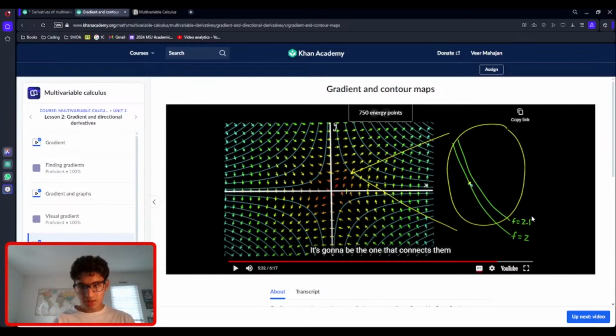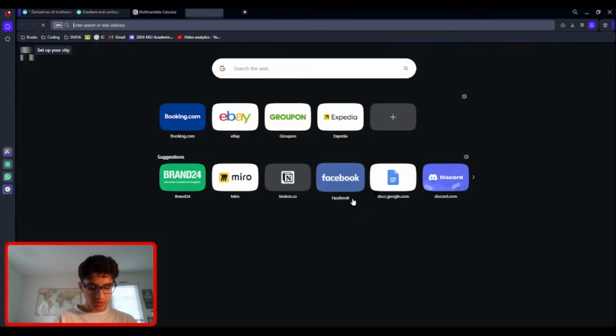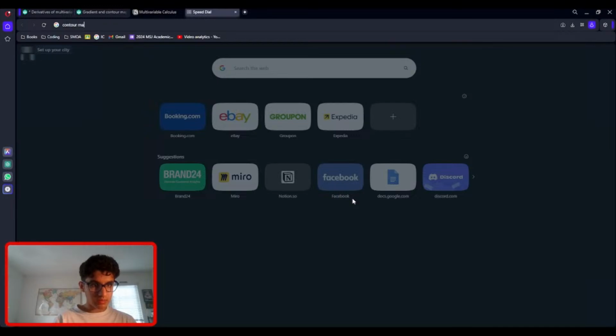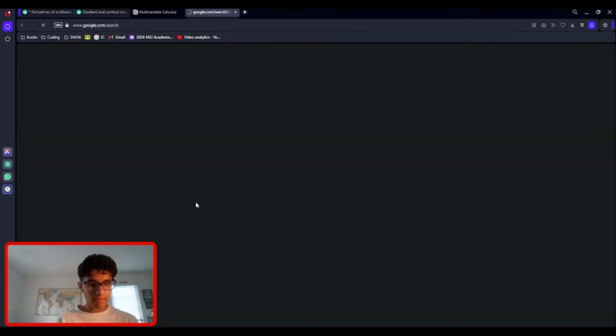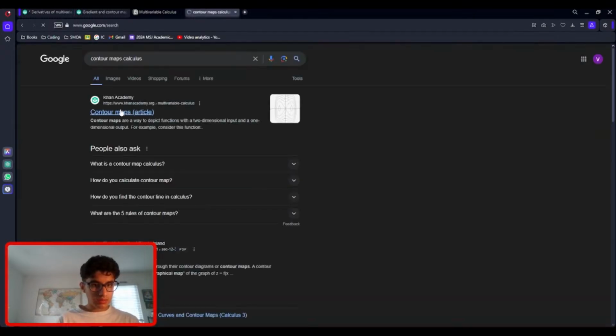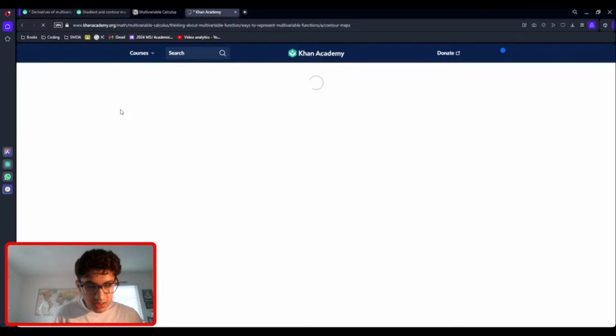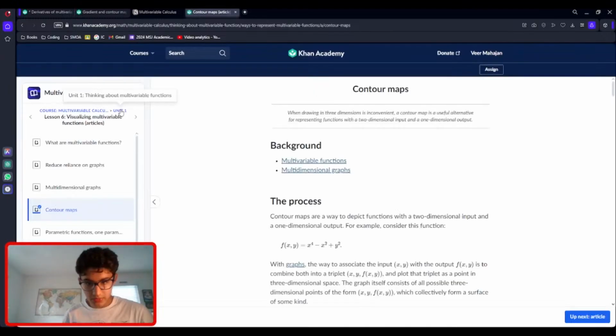So it's, wait, I don't even know what contour maps are, to be honest. Let me just look up contour maps, contour maps calculus. One-dimensional output, for example. Okay, so I think that this will be obviously useful to know for solving this stuff.